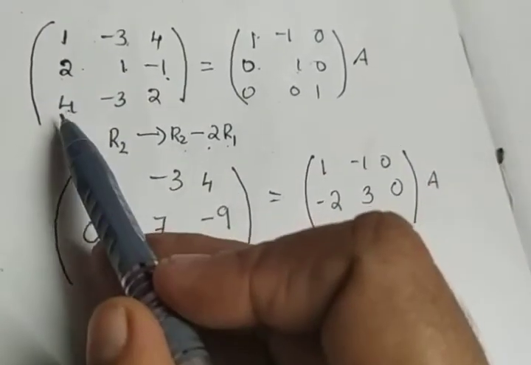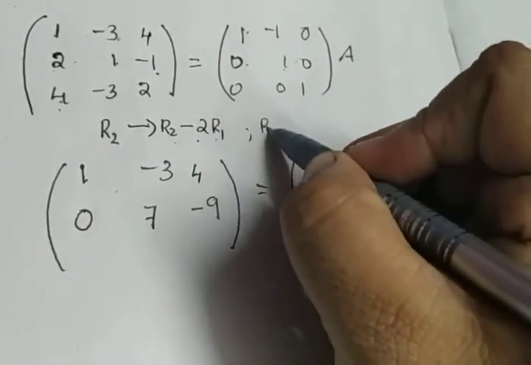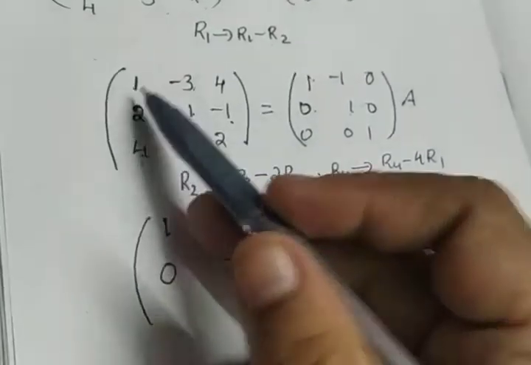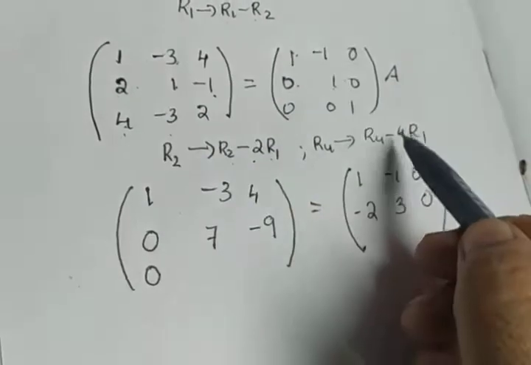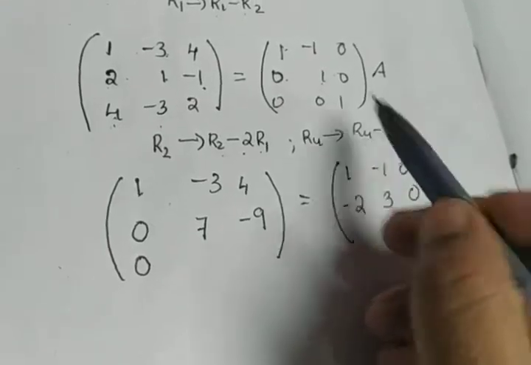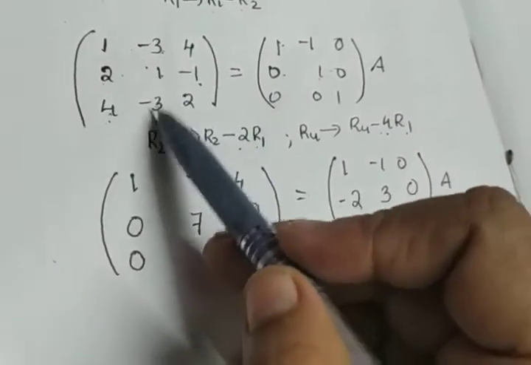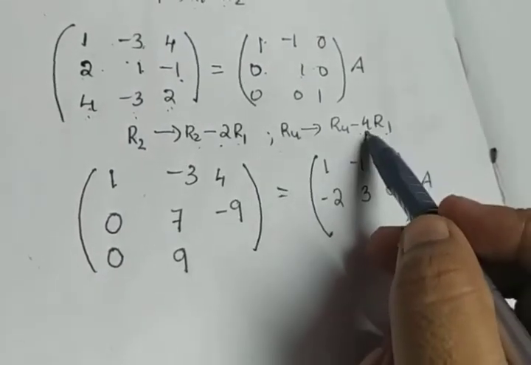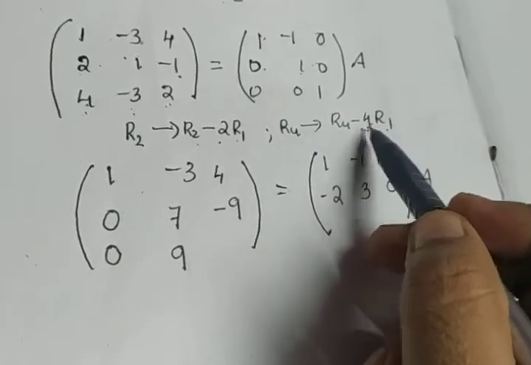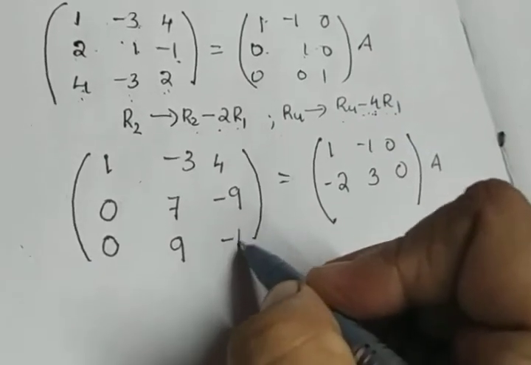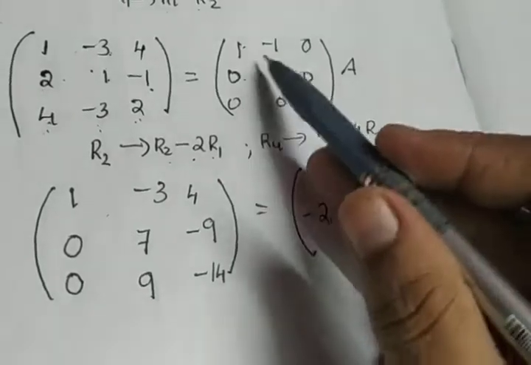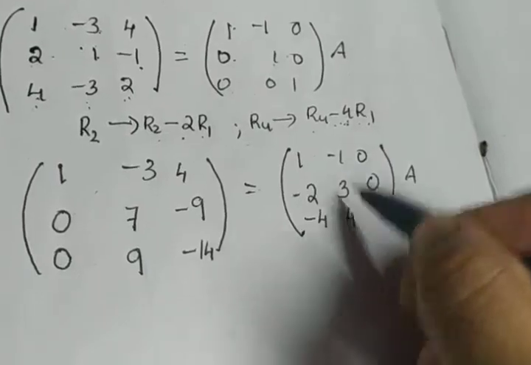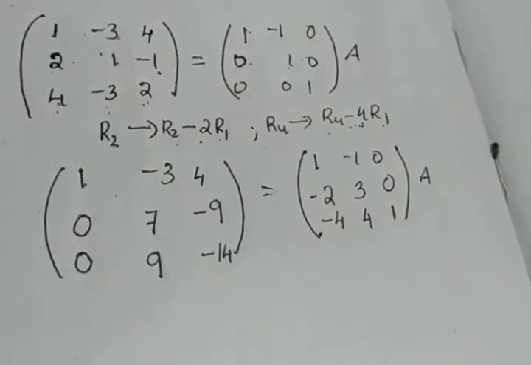Third row, what's the change? We need to make this 4 to 0. That means the transformation is R3 changes to R3 minus 4 R1. So 4 minus 4 gives you 0. -3 minus 4 into -3, so -4 into -3 will give you plus 12. -3 plus 12 gives you 9. And this element, 2 minus 4 into 4. 4 into 4 gives you 16. 2 minus 16 gives you -14. On the right side, 0 minus 4 into 1 gives you -4. 0 minus 4 into -1 gives you 4. And 1 minus 0 gives you 1.